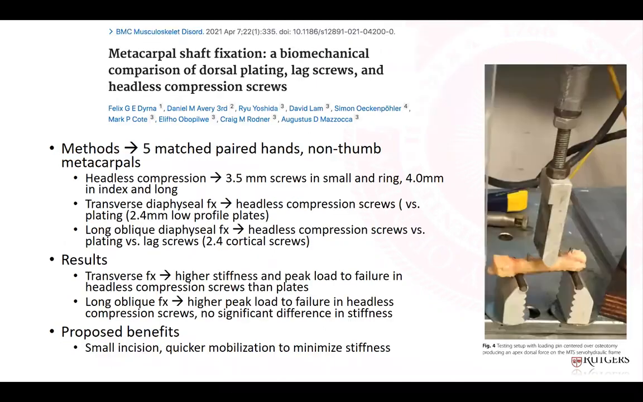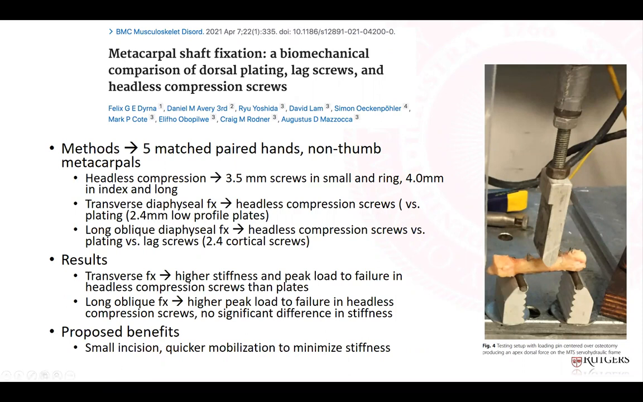Of recent growing interest in the hand community is the use of intramedullary headless compression screws for metacarpal fractures. The first case report was described in 2010 and it has become an increasingly popular choice for metacarpal fracture management. Reported benefits include early range of motion, lower incidence of hardware removal, and less soft tissue stripping than plate and screw fixation. This was a recent biomechanical study comparing dorsal plating, lag screws, and headless compression screws.